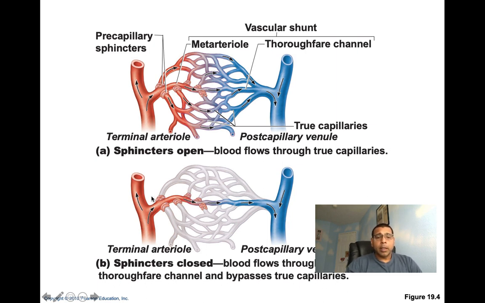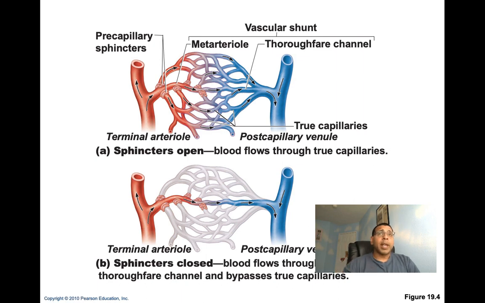And again, the terminal arteriole is right on one end of the meta-arteriole. And then here you also have basically this thoroughfare channel and then the true capillaries. So the meta-arteriole is in between the terminal arteriole and true capillaries, right? And the thoroughfare channel is in between the meta-arteriole and true capillaries, right? And then the post-capillary venule we can see here.